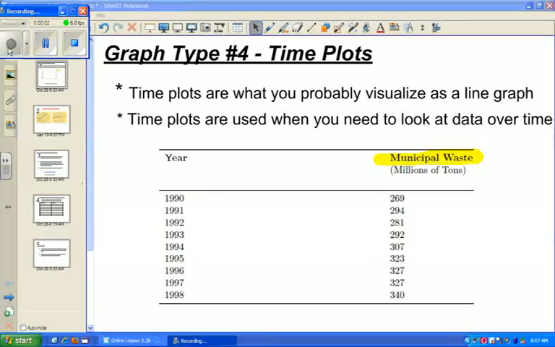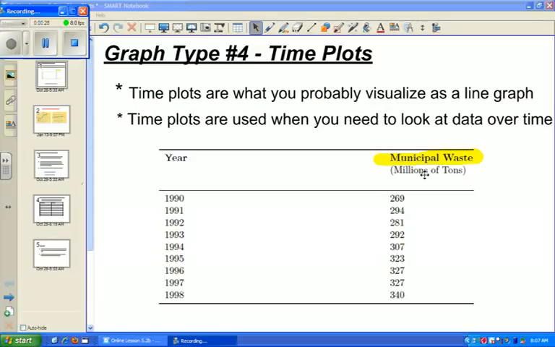Another type of graph that we need to study is called a time plot. A time plot is probably what you think of as a line graph. Picture a line graph that you've studied in the past, and basically that is a time plot. Time plots are used when you need to look at data over time. We're trying to show trends, how things are going up and down.